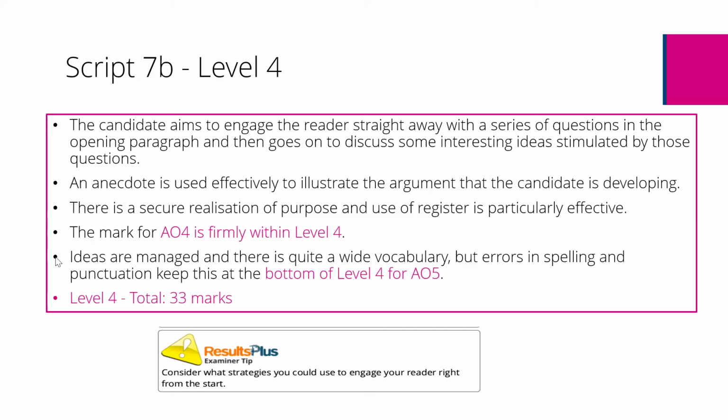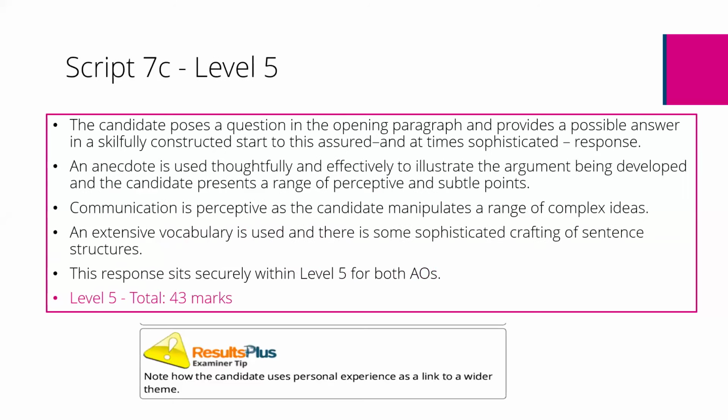And then thinking about 7C, the level 5 response, this one got a total of 43 out of 45. We can see this is one that I was talking about earlier, with possible ways of opening a speech that weren't good morning or good afternoon, I'm here to talk to you about. This one uses a question in the opening paragraph and provides a possible answer, a skillfully constructed start to a short and at times sophisticated response.